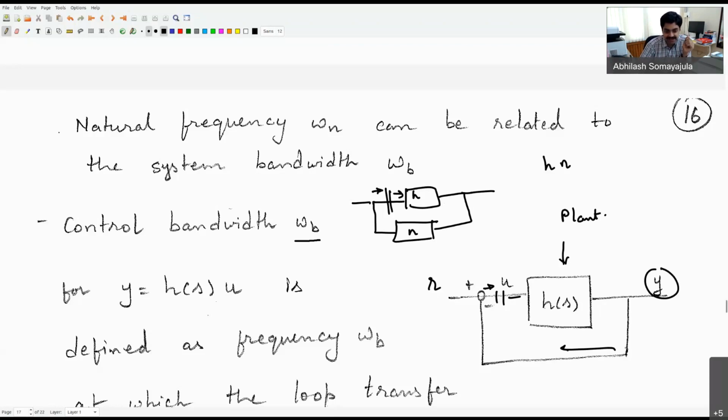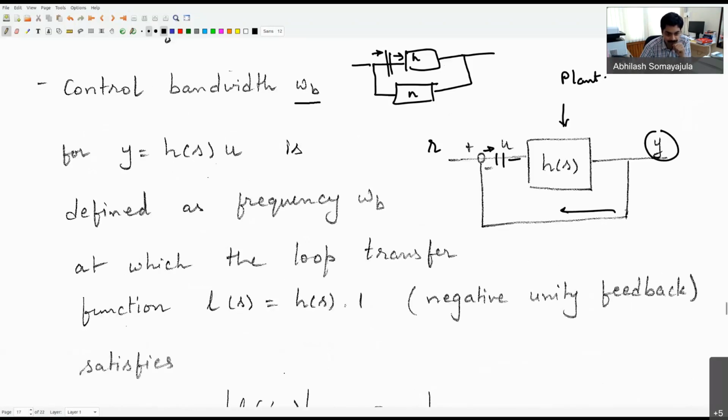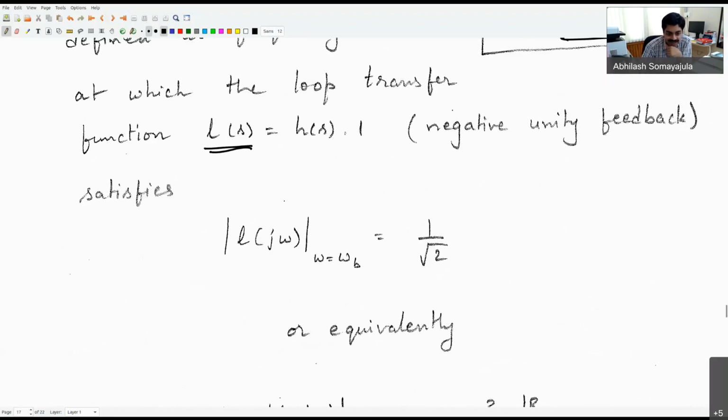So the idea here is that we want to figure out this loop transfer function, which we will represent as L, which in this system's case is h times 1, otherwise it would have been h times n, as you saw here. Where is that frequency when this loop transfer function's value becomes 1 by square root 2? That value of omega b is what I want to specify as the bandwidth of the system.